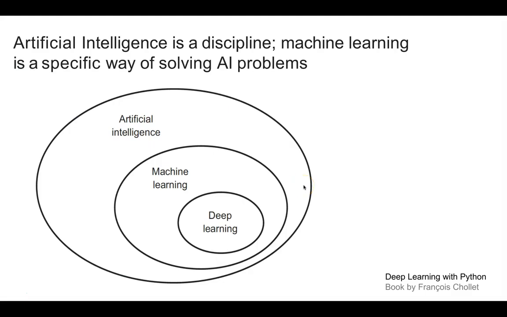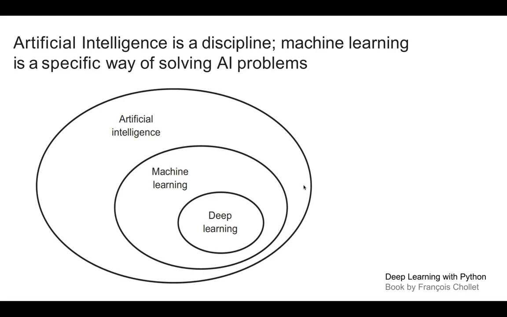Something many people ask is what is the difference between AI, machine learning, and deep learning. As you can see here, machine learning is part of AI. So we have symbolic AI, where we explicitly express knowledge, and we have machine learning, where the machine learns from the data, and deep learning is part of machine learning.